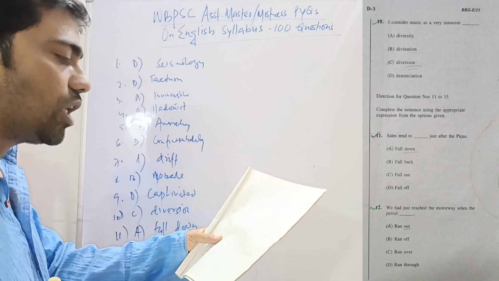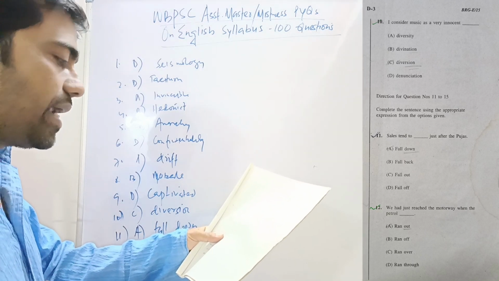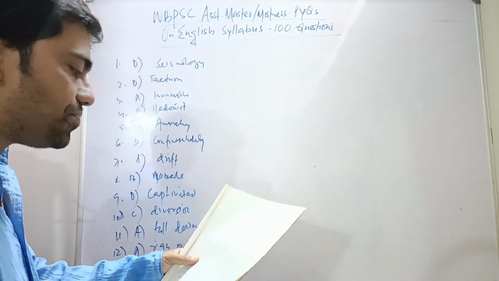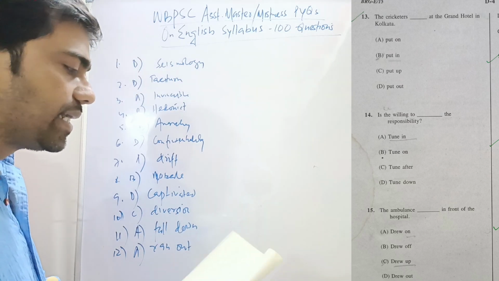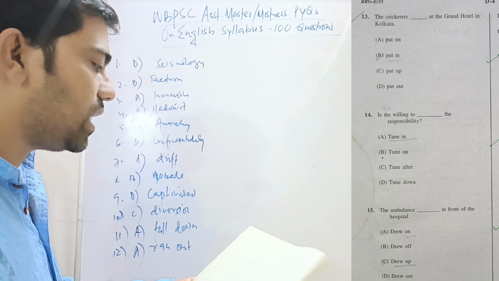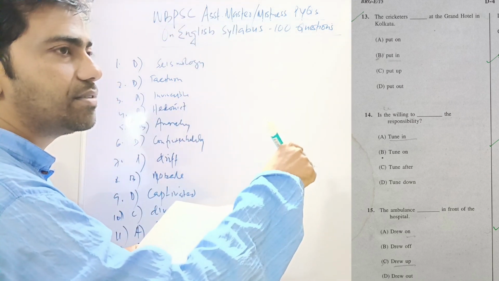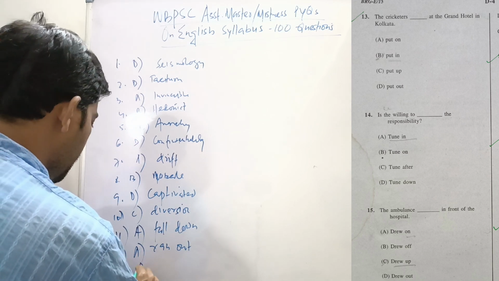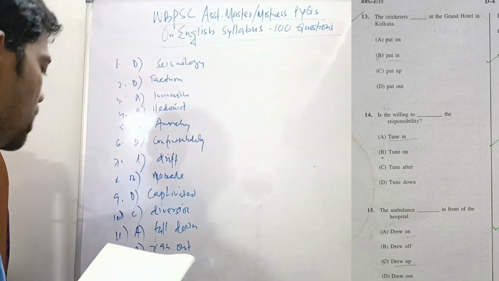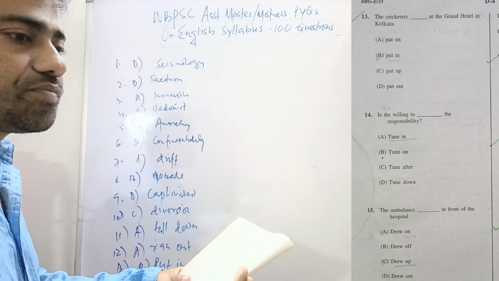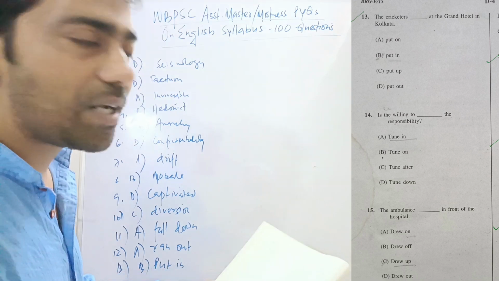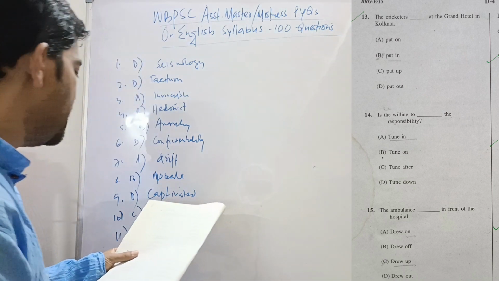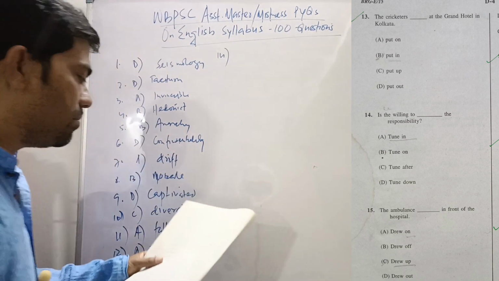12 number, we had just reached the motorway when the petrol dash. A number, ran out. Now question number 13, the cricketers dash at the Grand Hotel in Kolkata. So put in. B number, put in means they are totally kept up in a place where no one is allowed to enter. So put in.